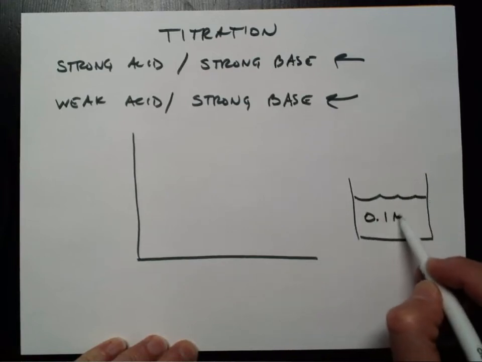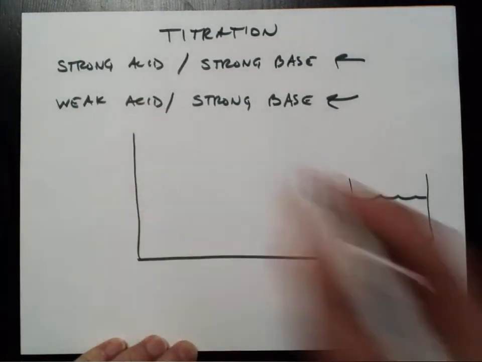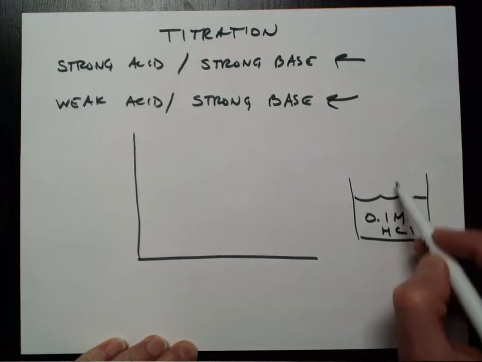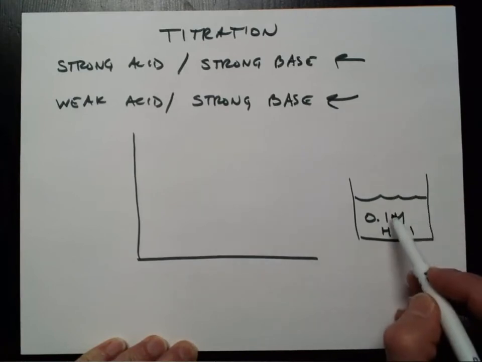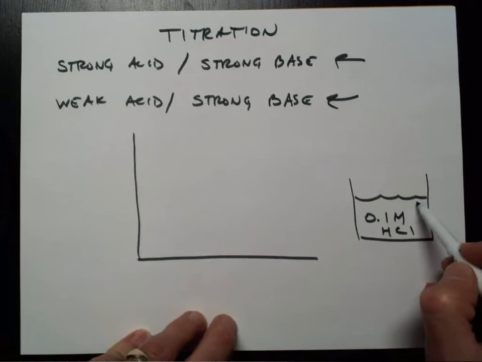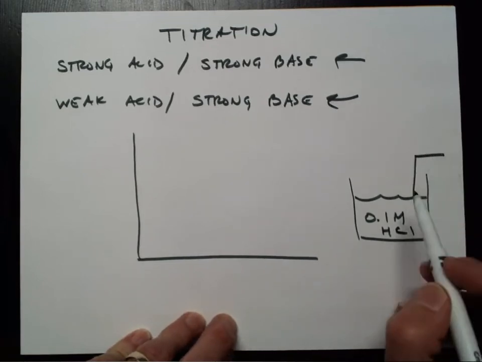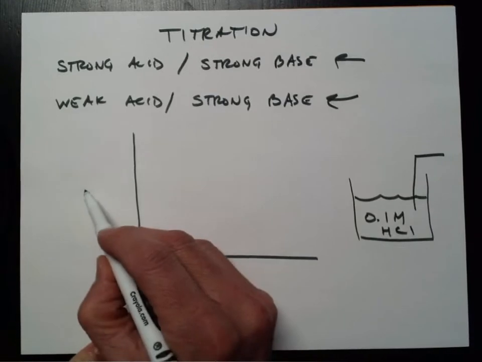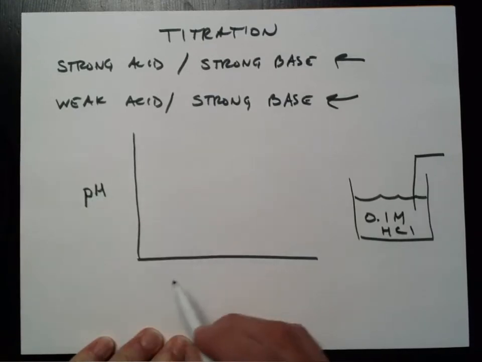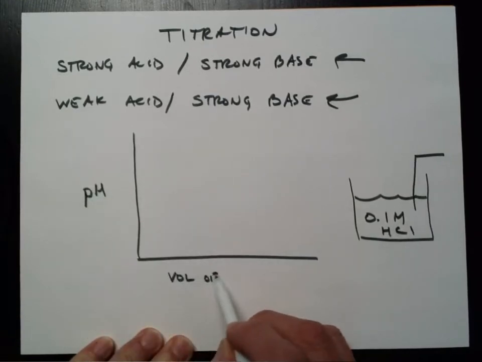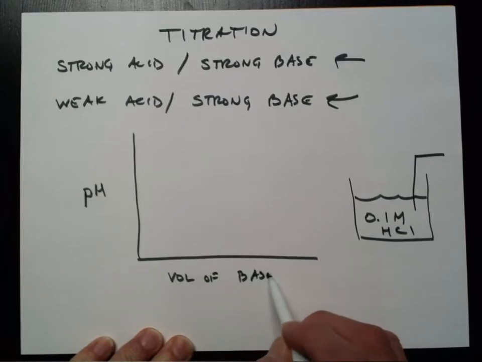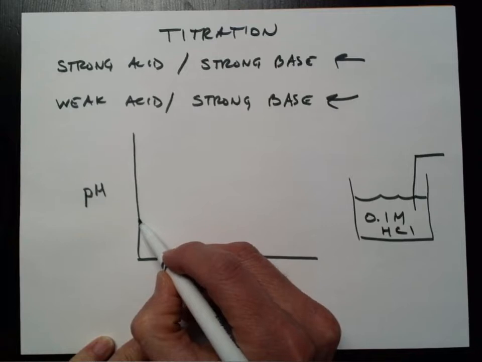Let's say 0.1 molar HCl, so it'd be a strong acid. And you're going to drip some sodium hydroxide solution into this, and you monitor the pH. We would have done this with microlab. And what happens is you get a graph of pH versus volume of base added, and you get a plot that looks like this.